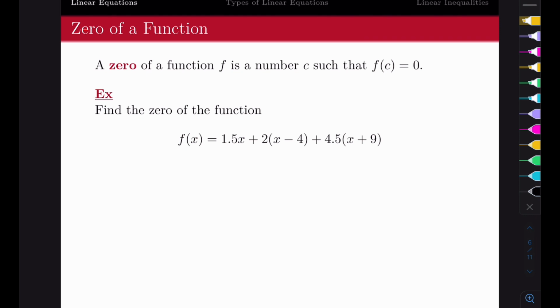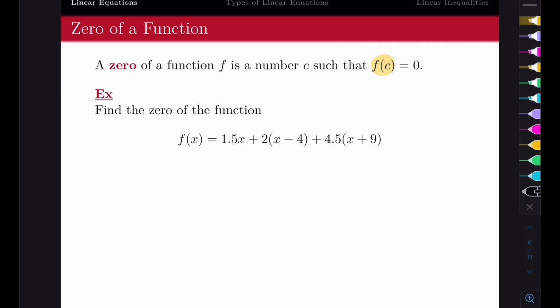So another subtopic within here, we're going to be talking about zeros of functions a lot. And really, this is another phrase for just saying we're finding the x-intercept. So a zero of a function is just a number so that when you plug it into the function, your output is 0. So it's where you're going to touch the x-axis. So it's a very, very specific linear equation that we're solving.